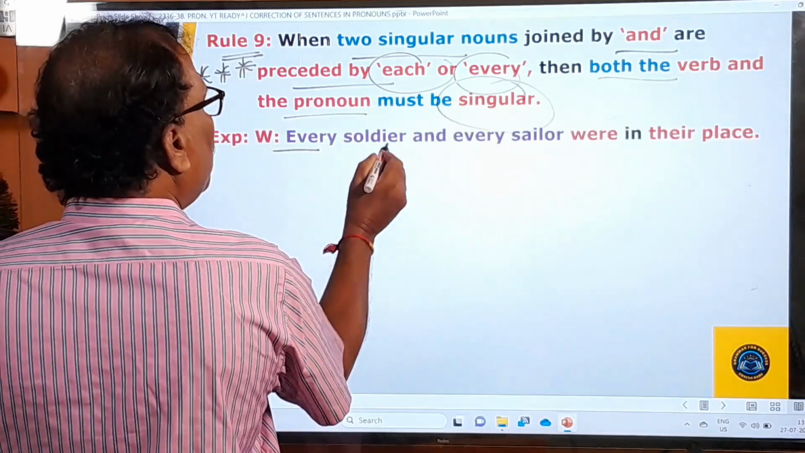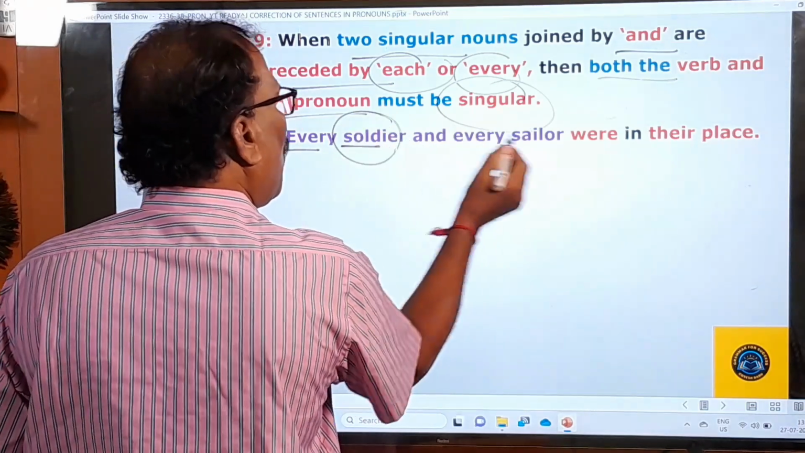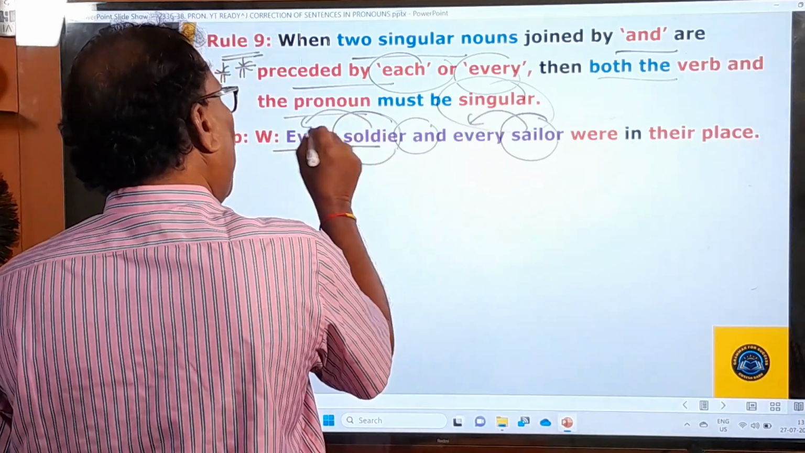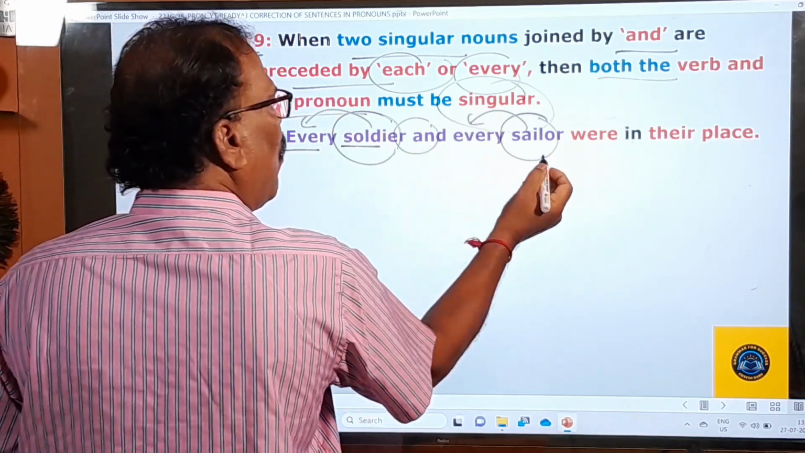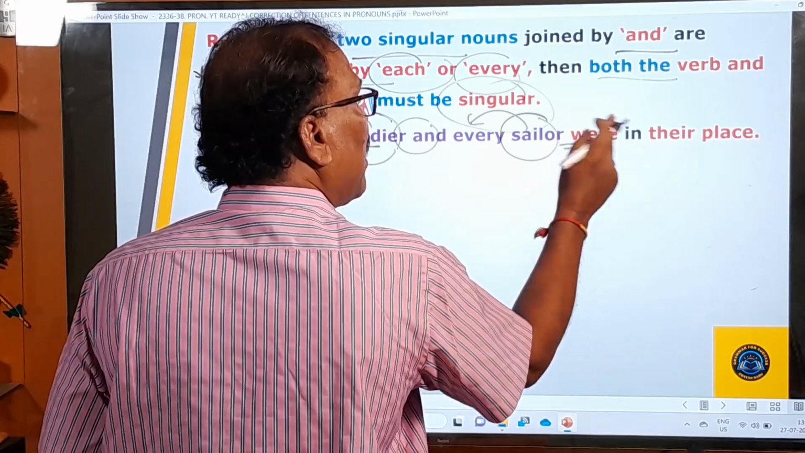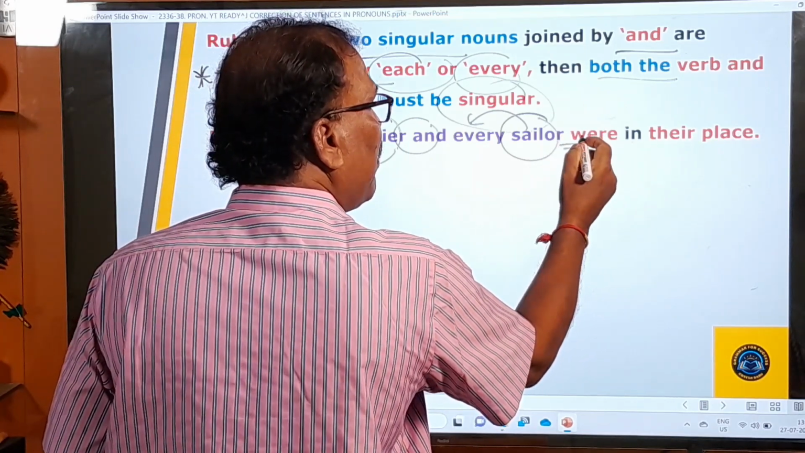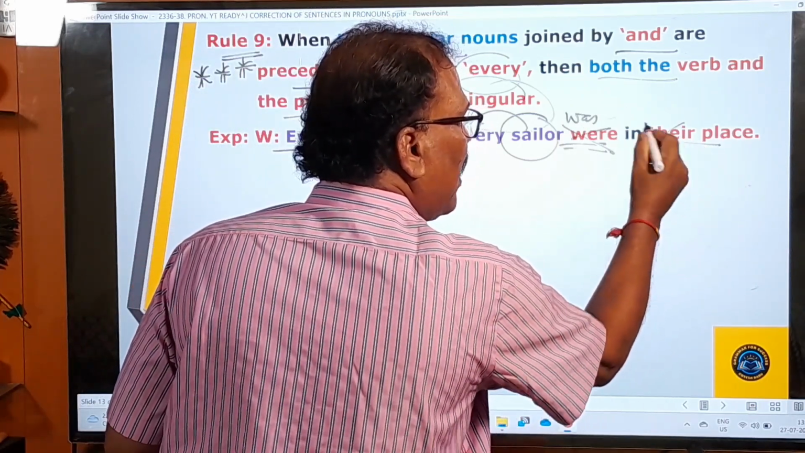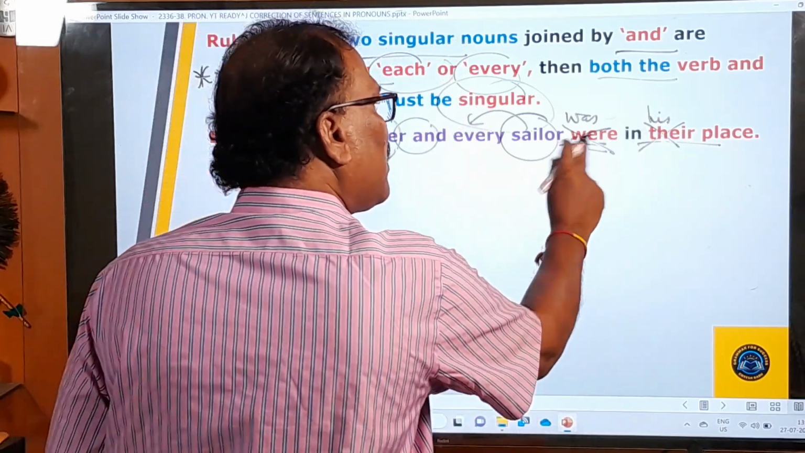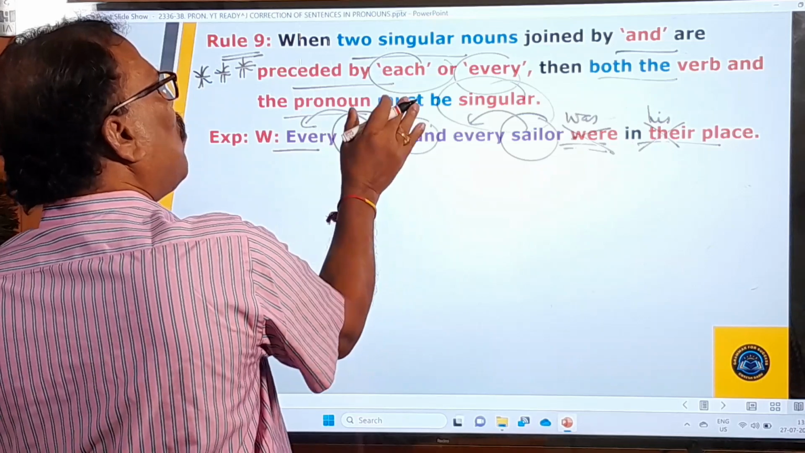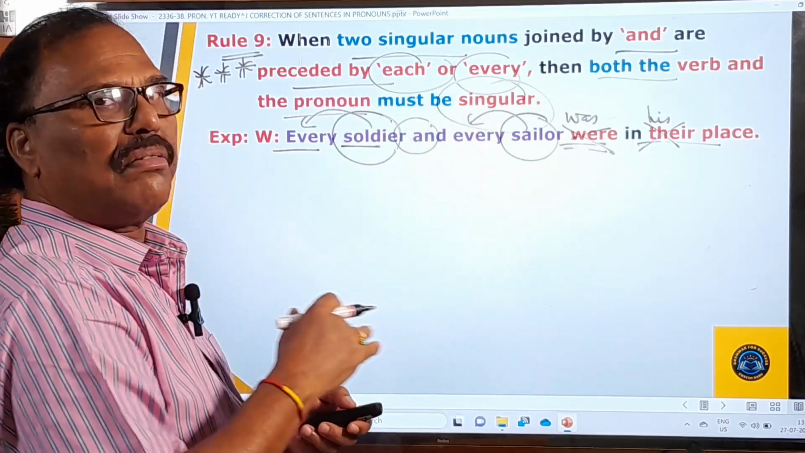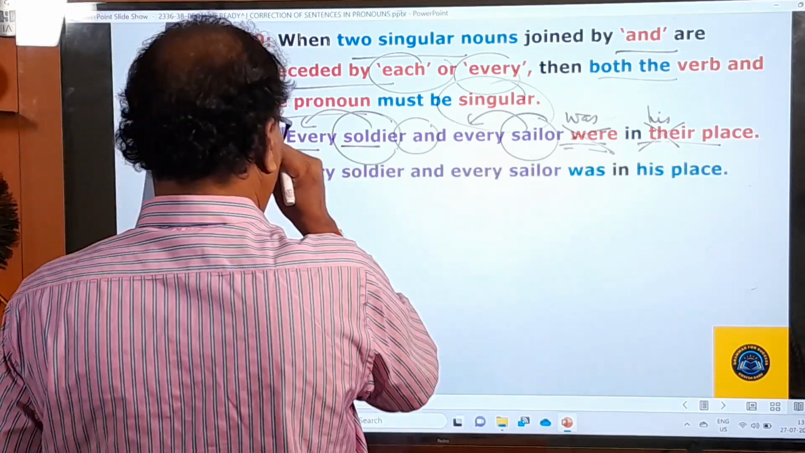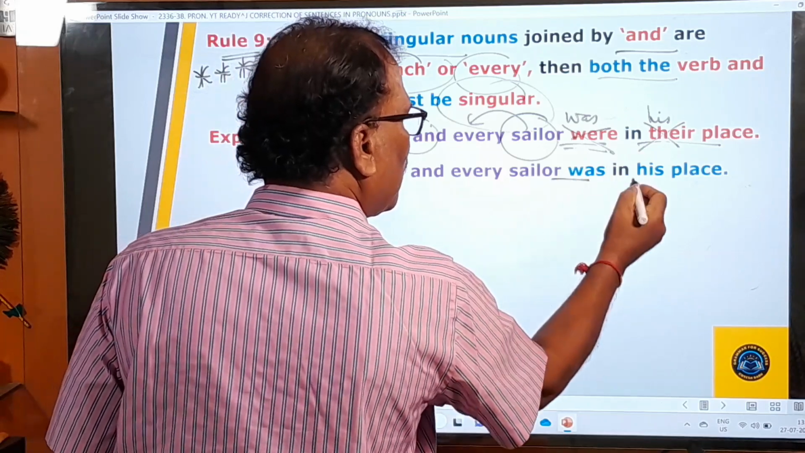When two singular nouns are joined by and preceded by each and every, let us see. Every soldier and every sailor. Soldier is a noun, sailor is a noun. These two nouns are joined by and, and before soldier and before sailor there is every. Now there must be a singular main verb or singular helping verb, but here a plural helping verb is given. It's wrong. What should we use? Was. And you should not say their place, you have to say his, but here that is wrongly given. Anyway, against the rule the questions are framed in the examination. Remember that. Every soldier and every sailor was in his place.